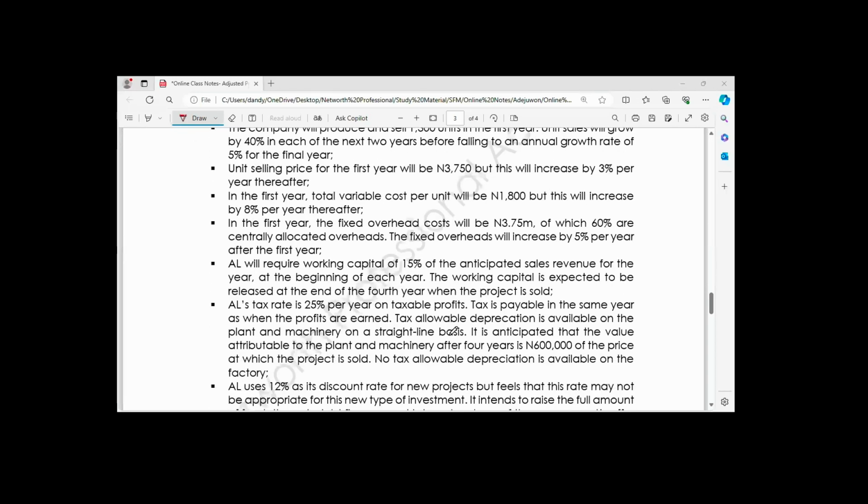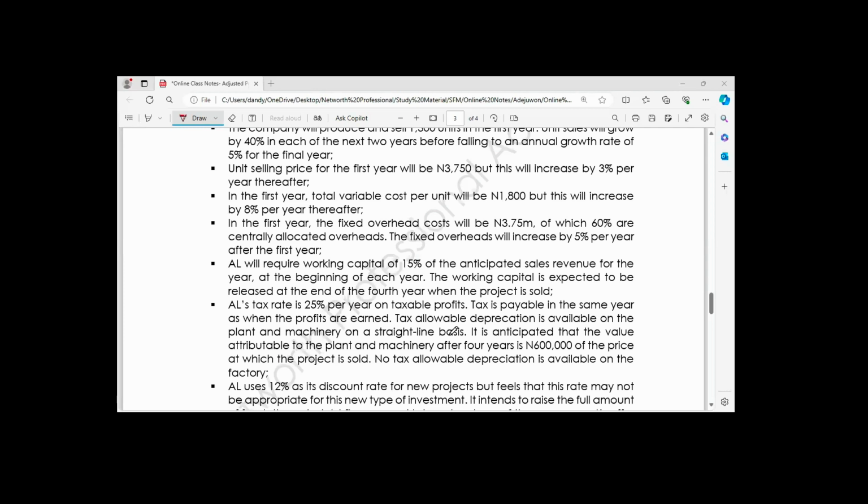AL will require working capital of 15% of the anticipated sales revenue for the year. At the beginning of each year, the working capital is expected to be released at the end of the fourth year when the project is sold. AL's tax rate is 25% per year on taxable profits. Tax is payable in the same year as when the profits are earned.